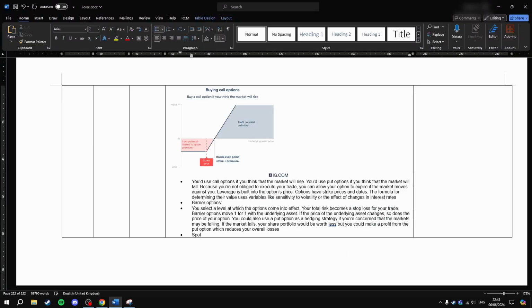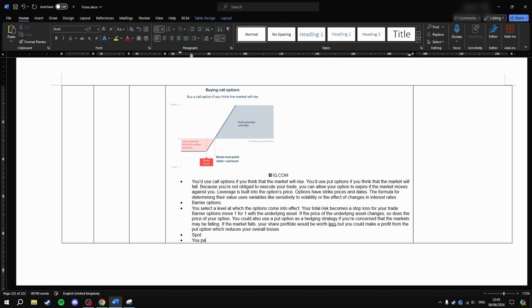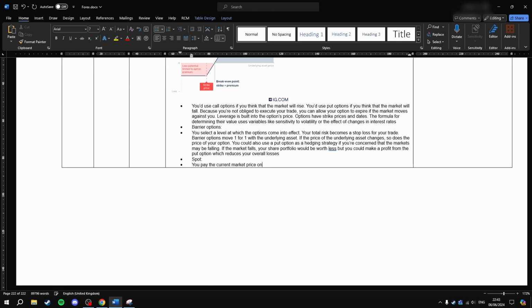Spot. Spot trading is offered on Forex, indices, ETFs, shares and commodities. It entails paying the current market price on whatever asset you're trading.